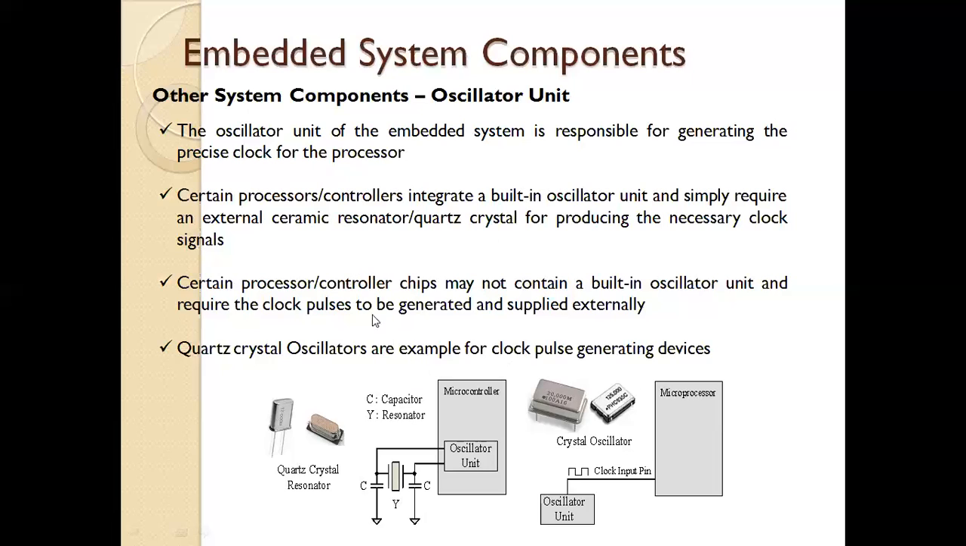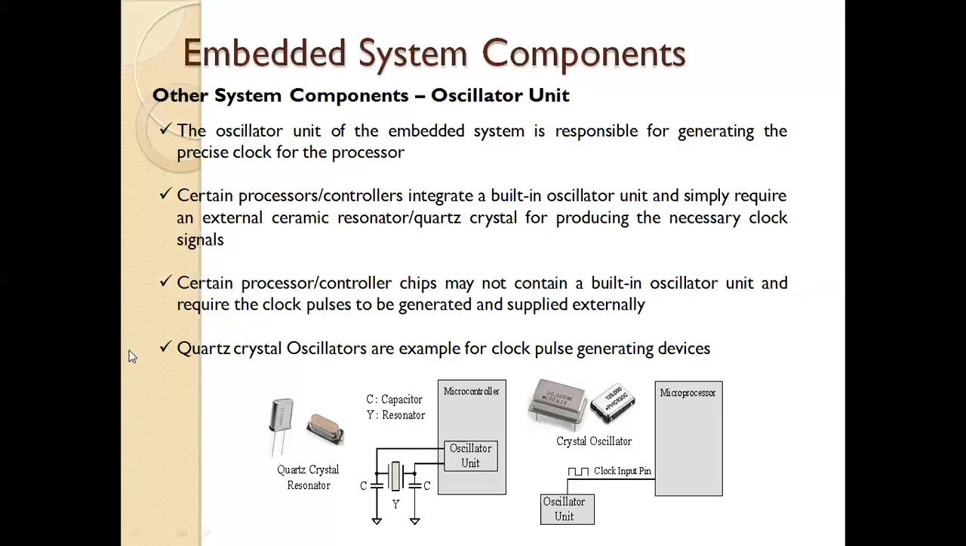The oscillator unit of an embedded system is responsible for generating the precise clock for the processor. Certain processors or controllers integrate a built-in oscillator unit or simply require an external ceramic resonator or quartz crystal for producing the necessary clock signals.